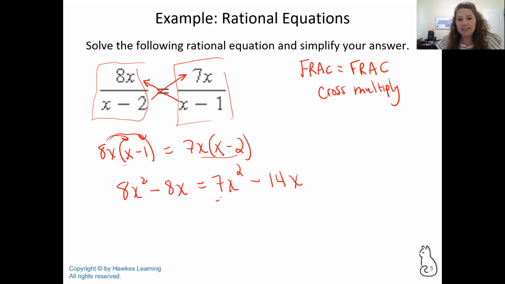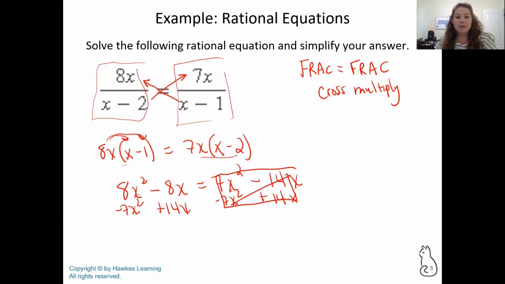All right, so I want my 7x squared over here. And actually, I'm going to bring over this minus 14x to the left side also. So I'm going to just do it all at one time. And all of this cancels, so I end up with 0 over there. So 8x squared minus 7x squared is x squared. Negative 8x plus 14x is positive 6x equals 0.